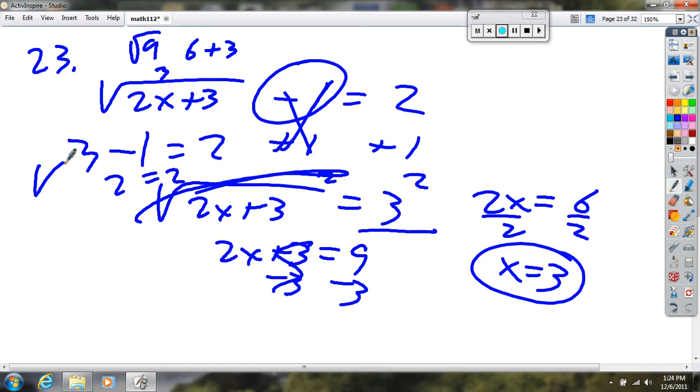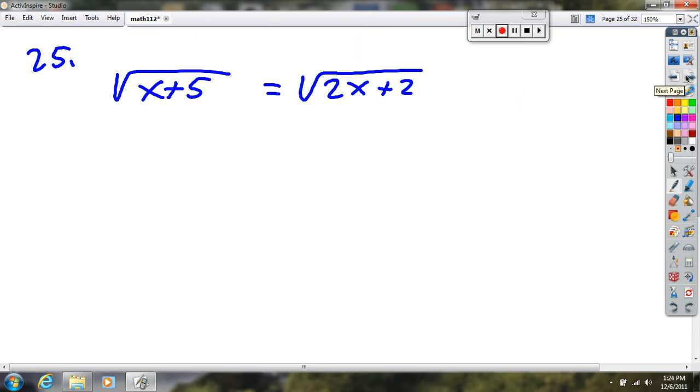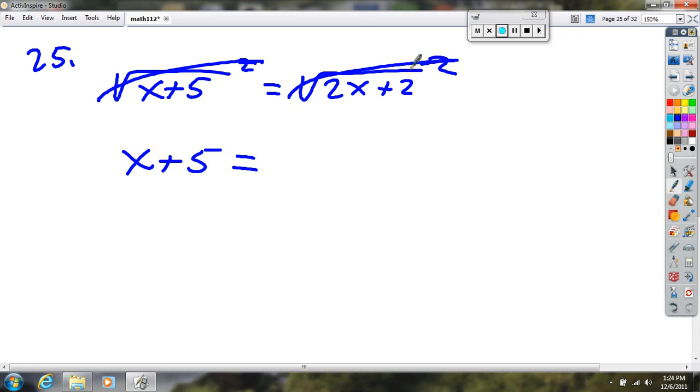Now, 24, we're up to 25. 25 is the same problem, except we have a radical on both sides. It doesn't matter. To get rid of a radical sign, I square both sides. So I am going to square this side and this side, which means the square root and the square are going to cancel. On this side, leave the x plus 5 equal to. On the right side, the square root and the 2 cancels, leaving me 2x plus 2.